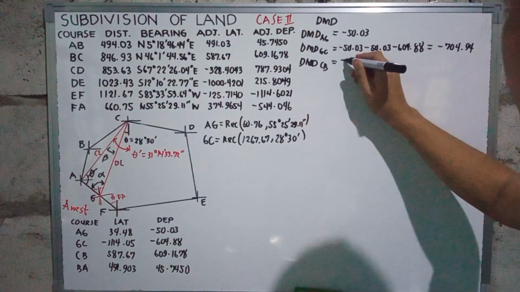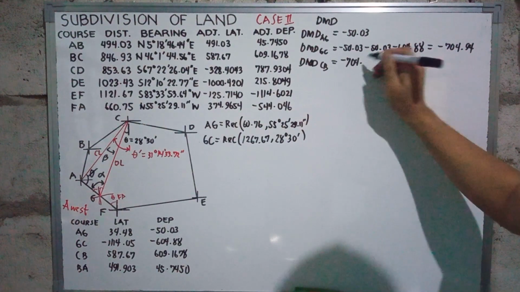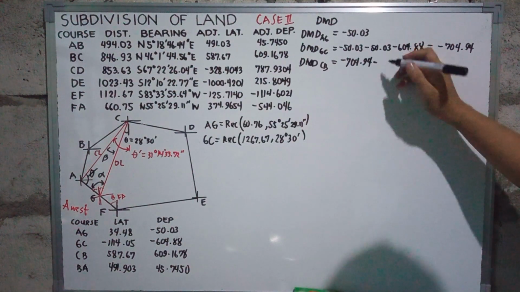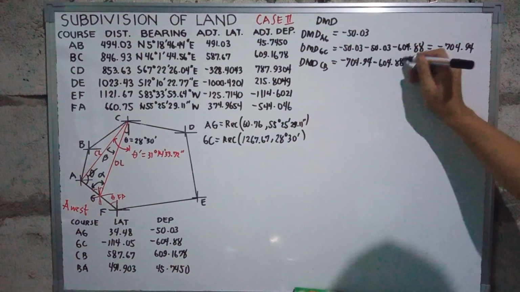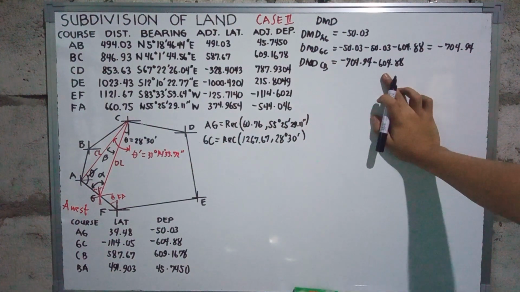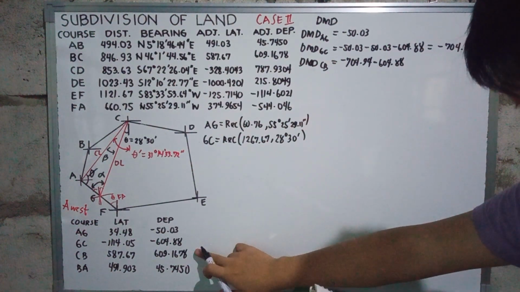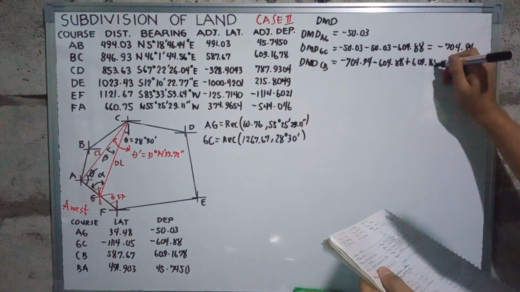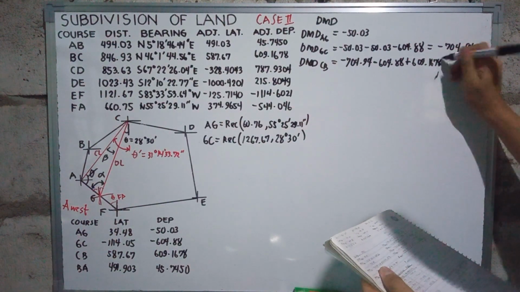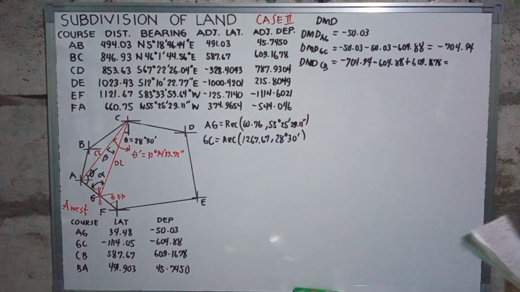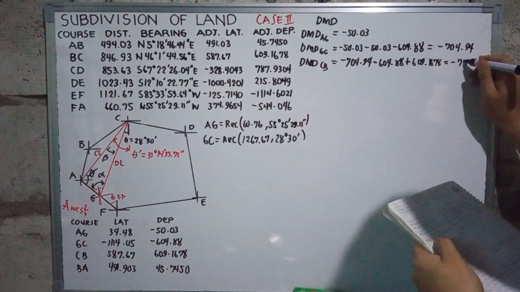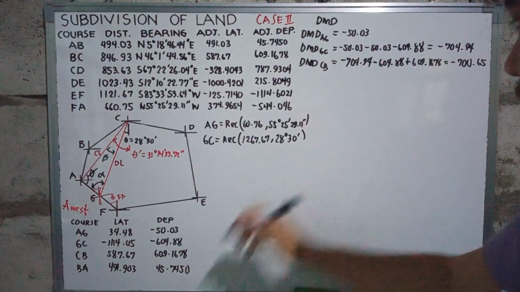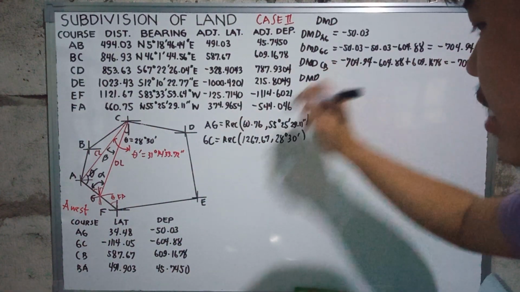So, copy lang natin yung DMD ng GC or the preceding line, plus, copy lang natin yung departure niya ng preceding, plus yung departure mismo ng CB natin, which is equal to 609.1678. So, our DMD will now equal to negative 700.65. Then, isolve natin yung last na DMD, DMD naman ng B to A.